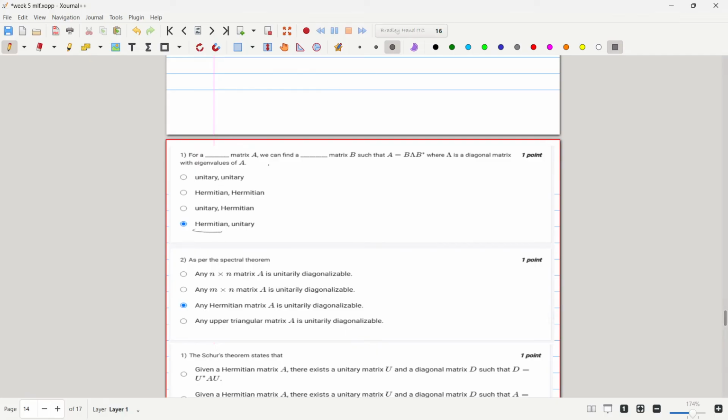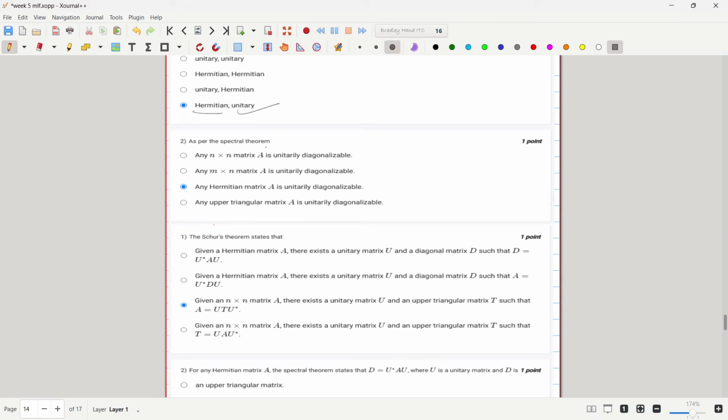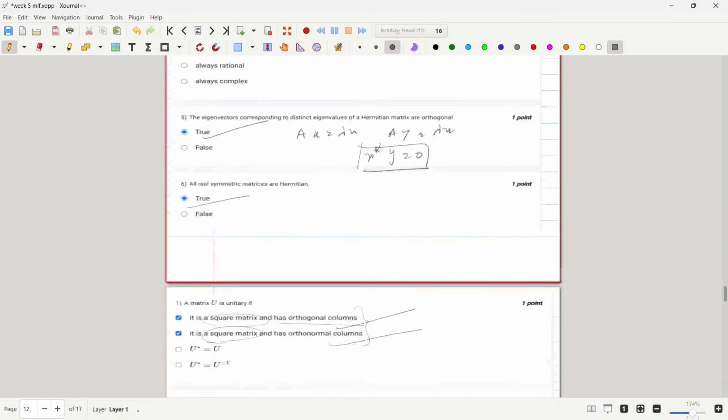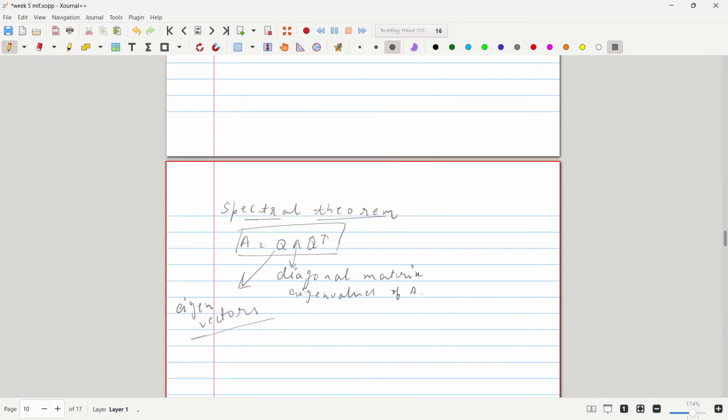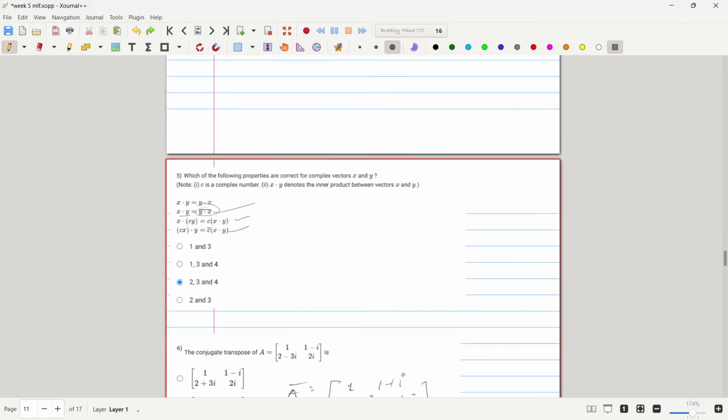For a Hermitian matrix, we can find the unitary matrix, but for a unitary matrix, we cannot find a Hermitian matrix. As per the spectral theorem, any Hermitian matrix A is unitarily diagonalizable. How? The spectral theorem states that the matrix A can be diagonalized using this property: Q will be the eigenvectors of A and this will be the diagonal matrix of eigenvalues. Okay.